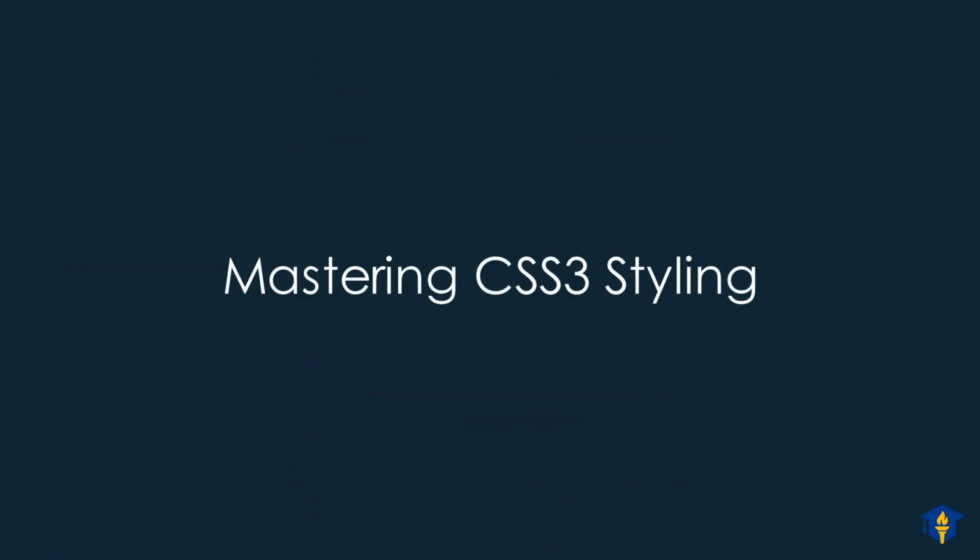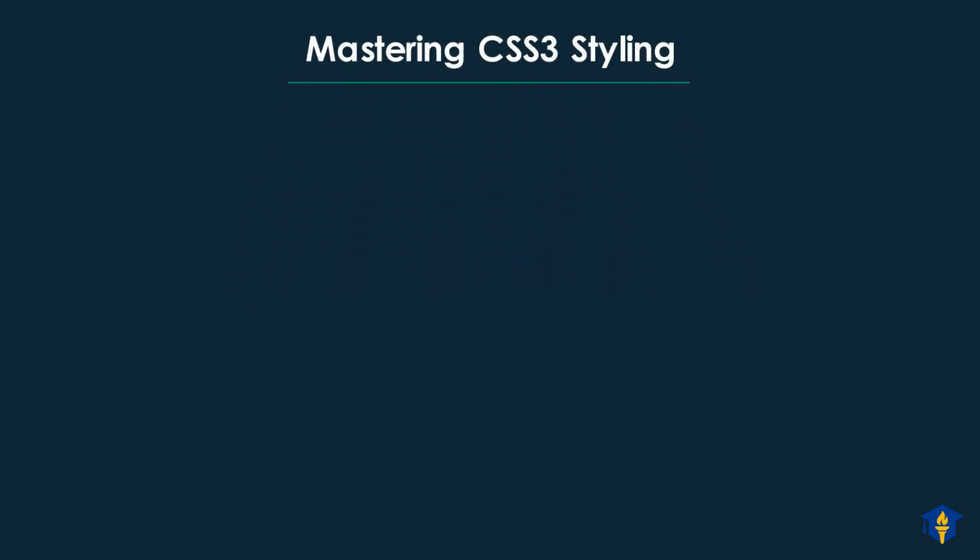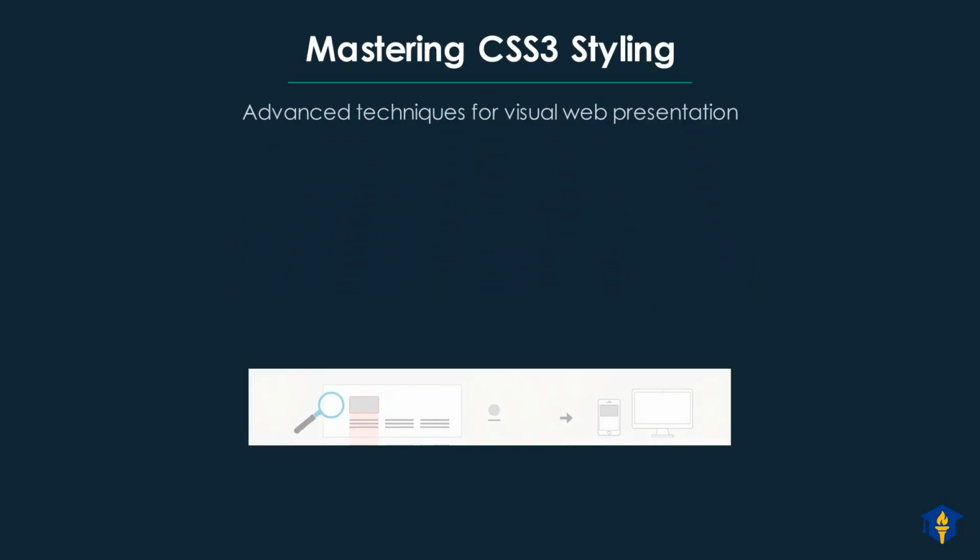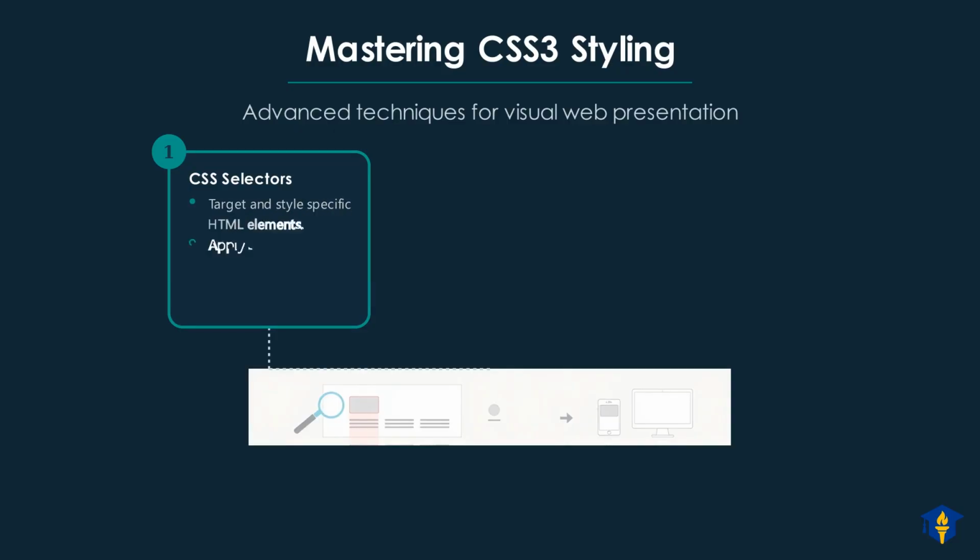Let's move on to CSS3 styling, which is crucial for creating visually appealing web pages. CSS3 introduces advanced techniques that allow for sophisticated and flexible visual presentation on the web. First, CSS selectors are fundamental for applying styles precisely to your HTML elements. They allow you to target and style specific HTML elements based on various criteria very efficiently. You can apply styles using element names, IDs, or classes, providing fine-grained control over your design.